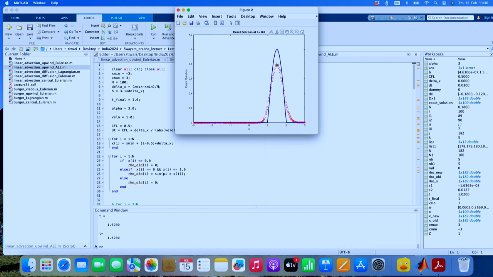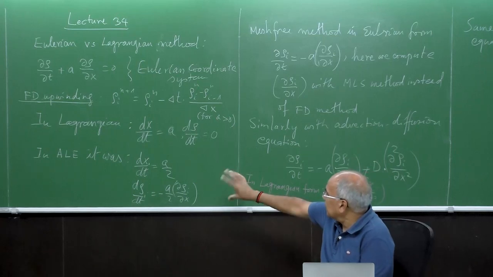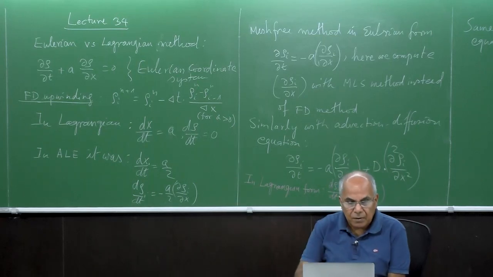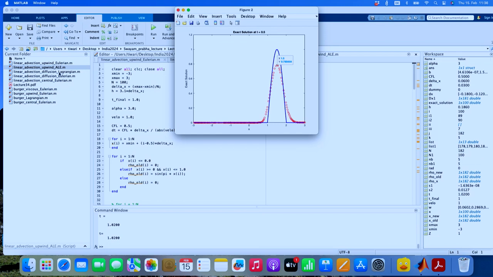So it is a little bit higher. You see now, it is more or less the same, not so much bigger. So maybe in this case the Eulerian formulation was better, because I am just moving with the artificial velocity. And now you will come to the linear advection diffusion equation.